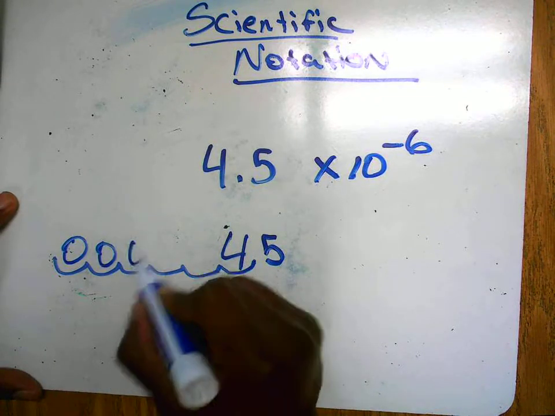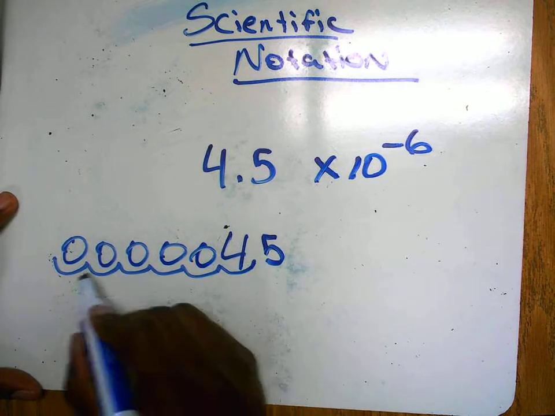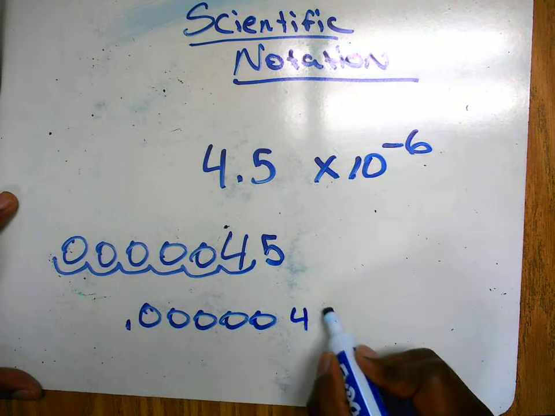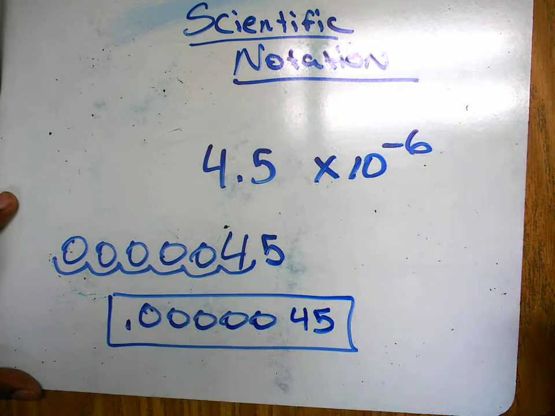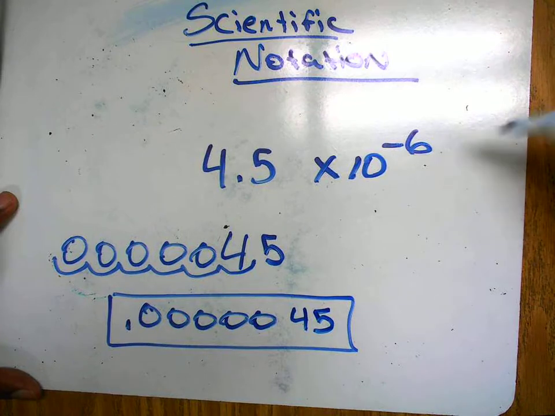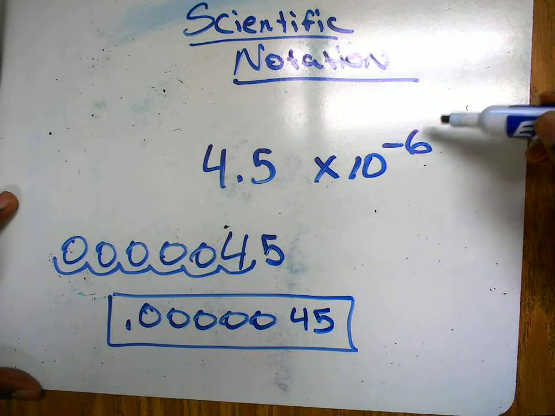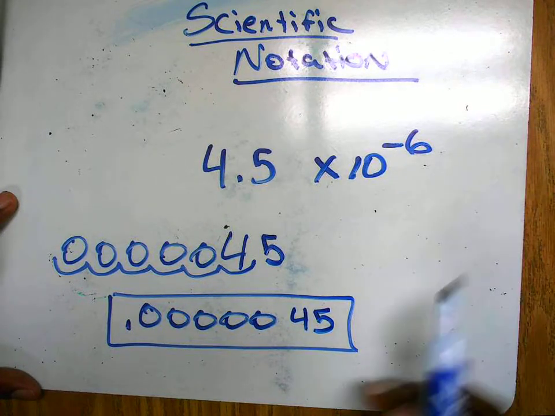And we drop in our zeros and rewrite it. I see that there's 5 zeros. 1, 2, 3, 4, 5, then 4, 5, and this would be our answer. So there you go. Scientific notation is very easy. You find the base number and then the exponent tells you exactly where and how many times to move the decimal. Negative to the left, positive to the right.